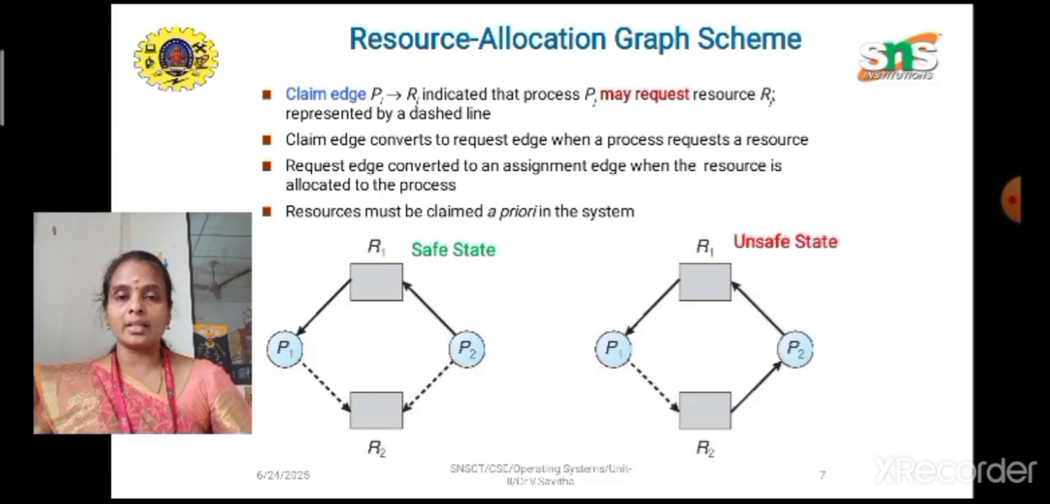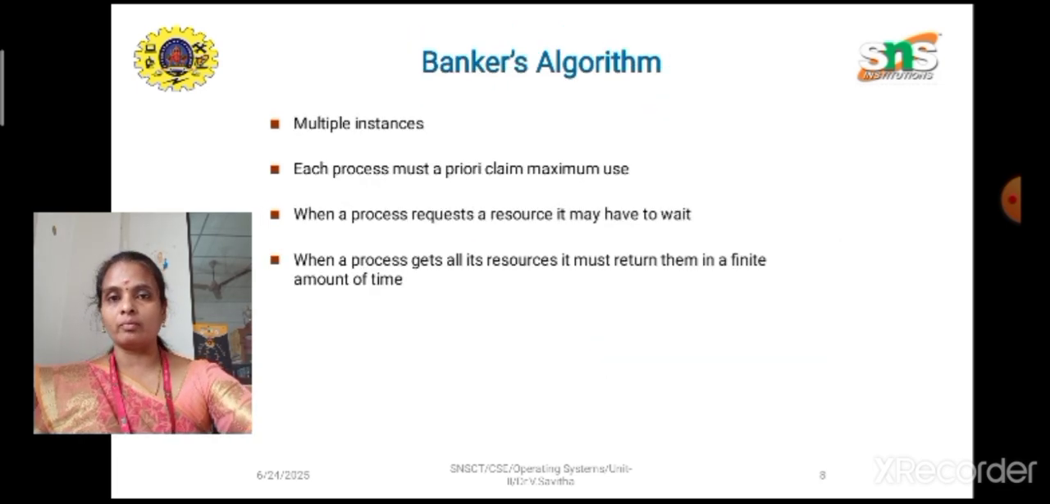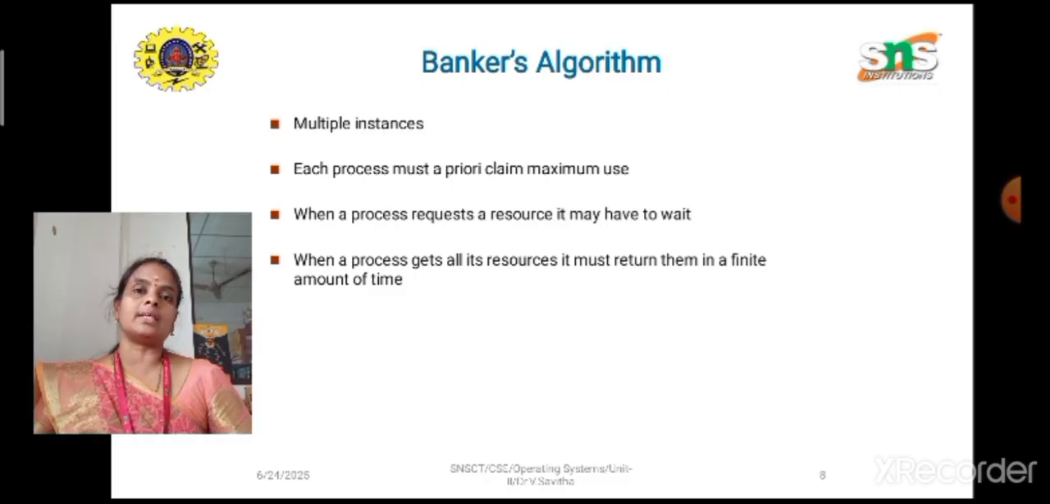But in the second diagram, process P1 holds the resource R1, which is requested by P2, and P2 has occupied the resource R2, which is now requested by P1. That obviously leads to a circular wait and results in deadlock, which is termed an unsafe state. Now, using the banker's algorithm, we'll determine how the safe and unsafe state is determined.